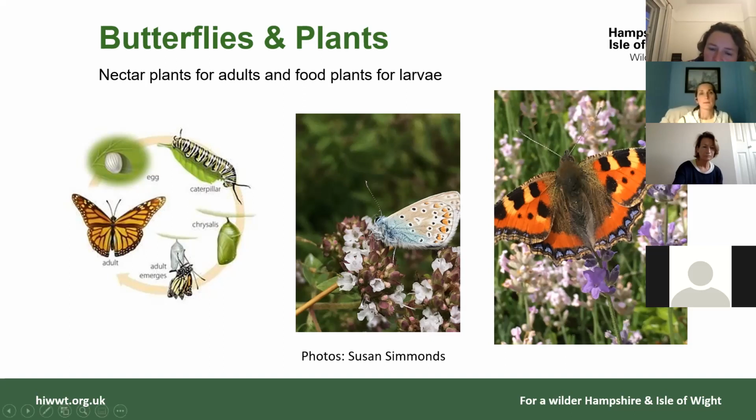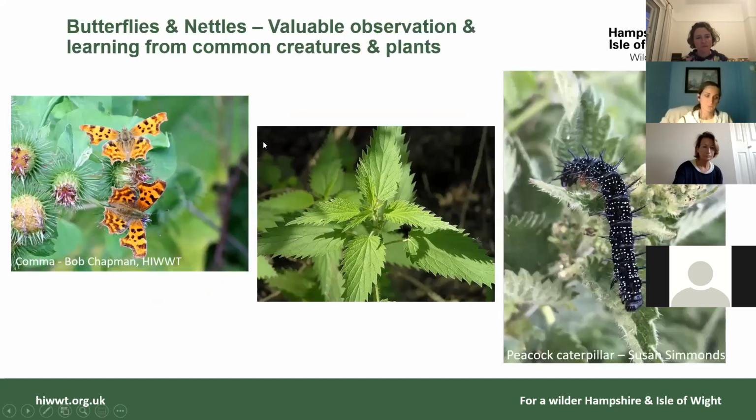There are some really good links with very common plants. So for example, nettles. Nettles are great because they are the food plant of a number of butterflies. So for example, the comma and the peacock. So you can see this peacock caterpillar on the right. So nettles are amazing. They have caterpillars for these butterflies on them, but they do also often have a lot of other insects on them.